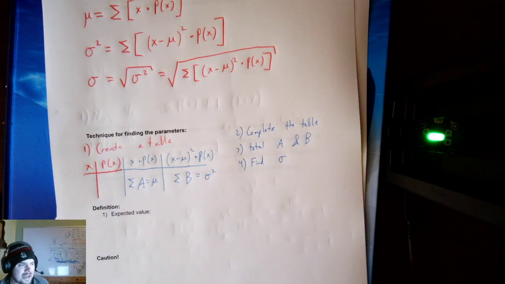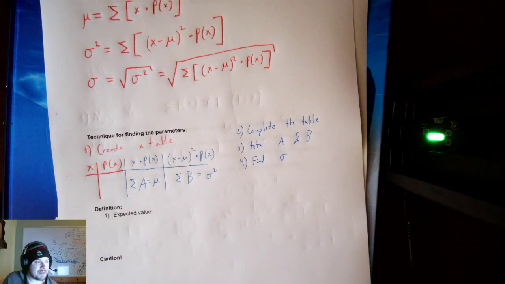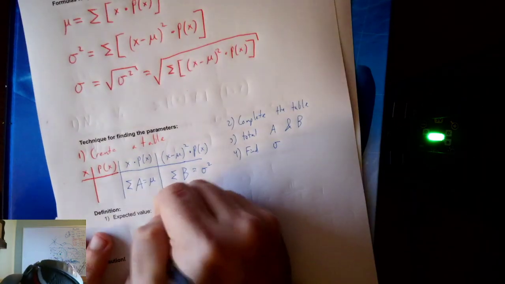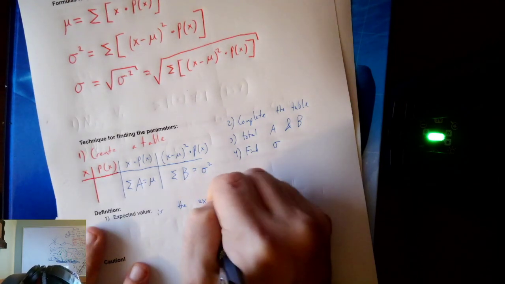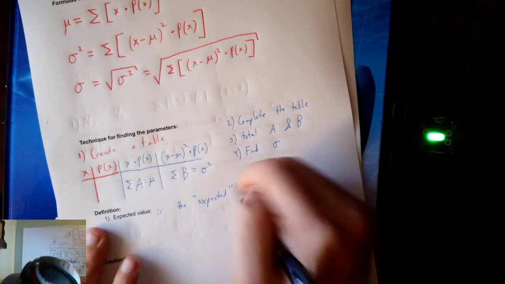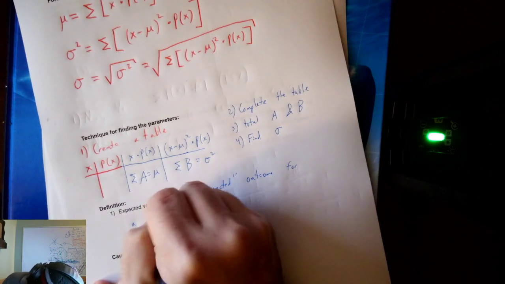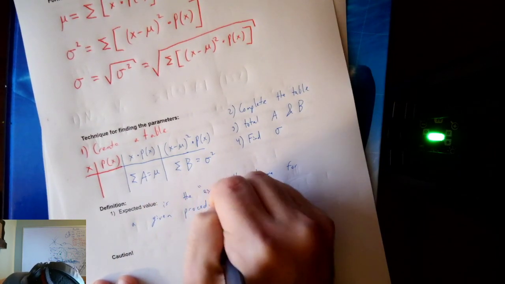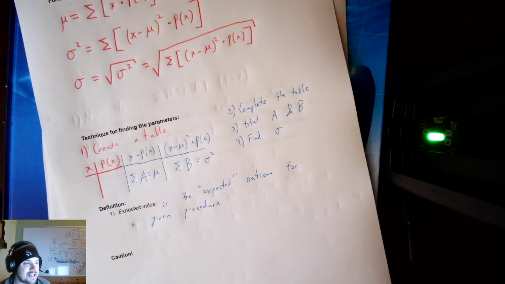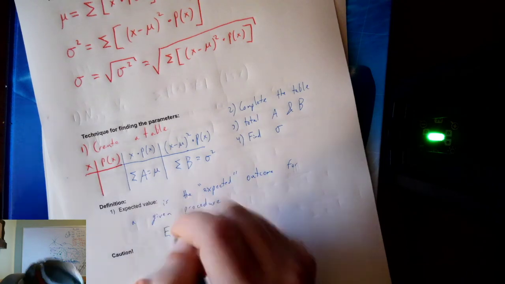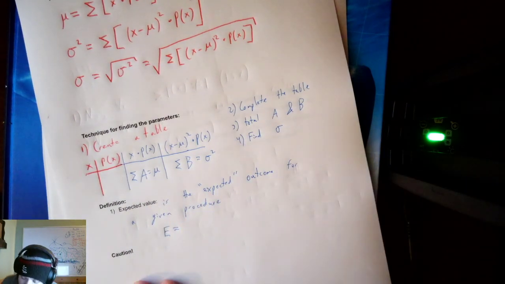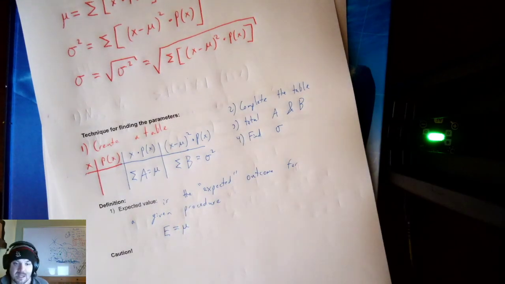Now, expected value is another definition. Expected value is the "expected" outcome for a given procedure. It's the expected outcome. The formula, we use E for expected value. E is equal to the mu. Expected value is just another word for the mean when talking about probability. The mean outcome is the expected outcome.